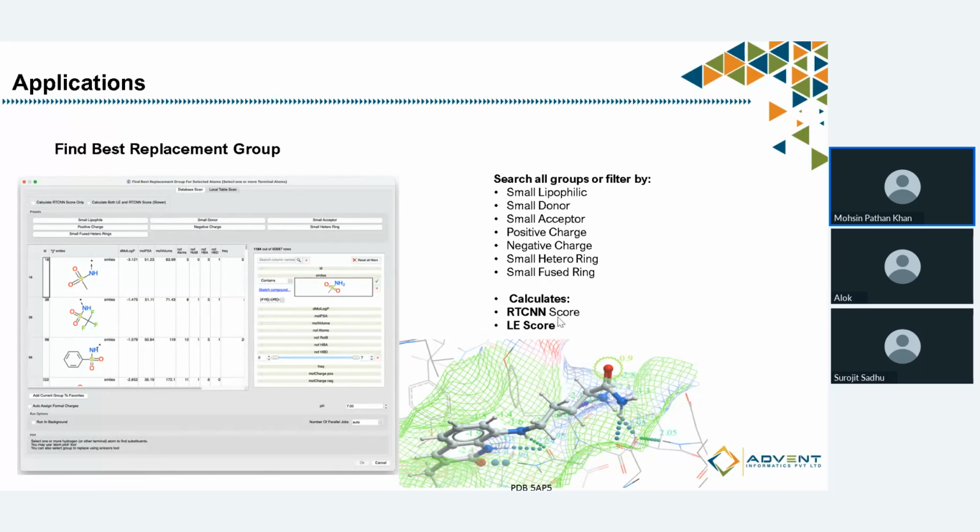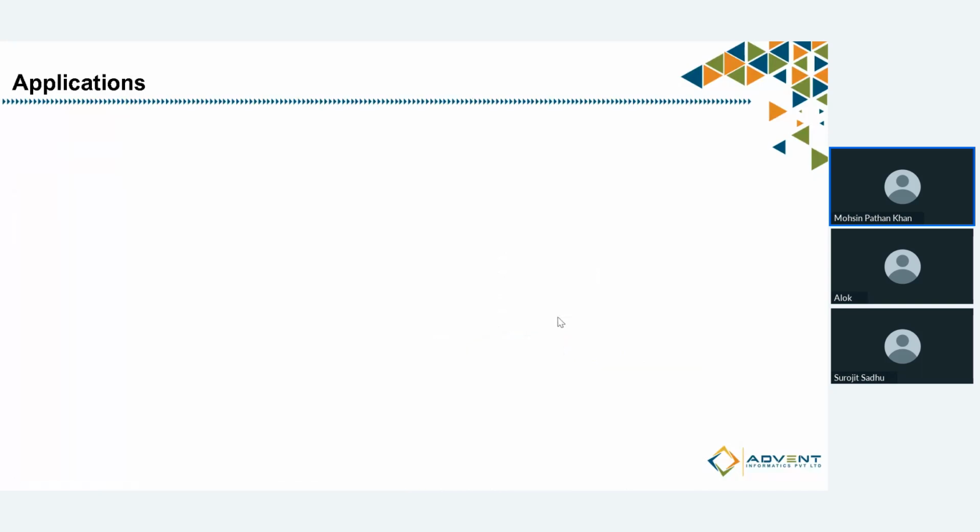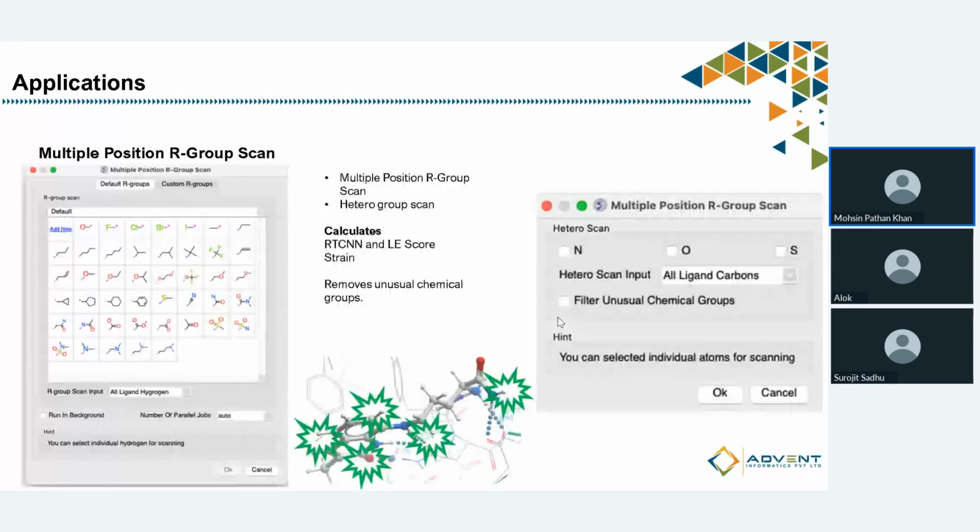Similarly, another application of this tool is to perform multi-position R group scanning. Let's say you want to modify multiple positions on your ligand molecule. If you have a standard ligand molecule like this, and you want to add certain functional groups on multiple positions, then you can use this multi-position R group scan, and it will add those groups on the multiple positions, generate novel ligand molecules, and subsequently calculate the binding score of those newly generated molecules.